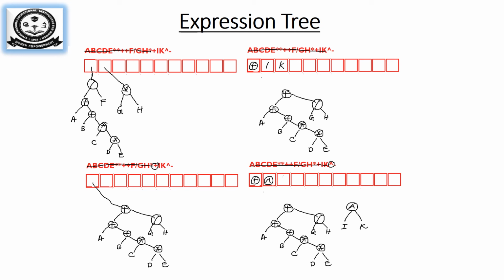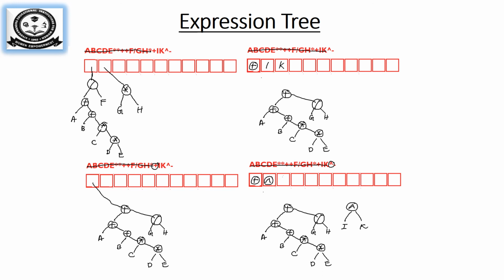Now when you encounter plus, the two subtrees will be popped out. The first is the star subtree, which will become the right subtree. The second one is the slash subtree, which will become the left subtree for plus. Again plus is pushed into the stack. The next ones, finally, are I and K. So I and K will be pushed into the stack.